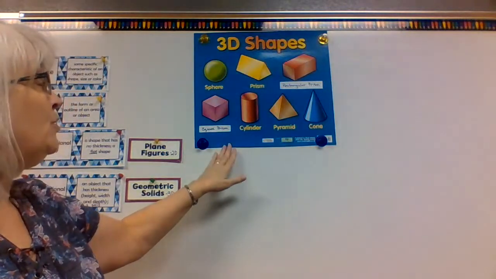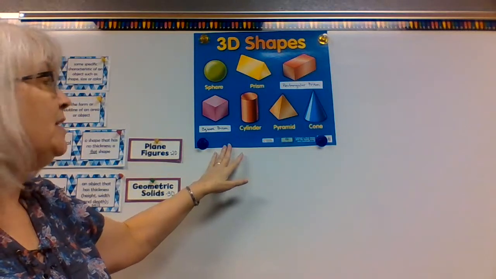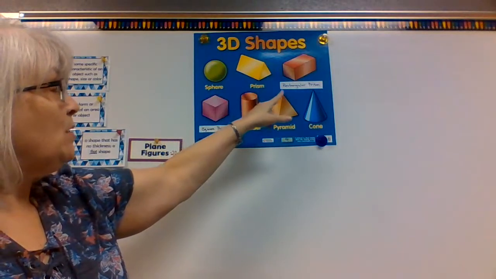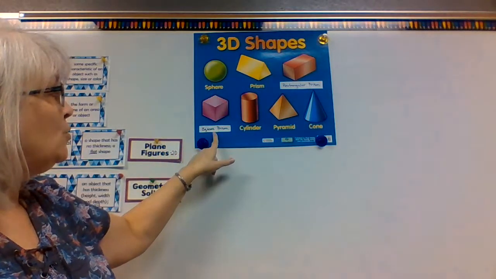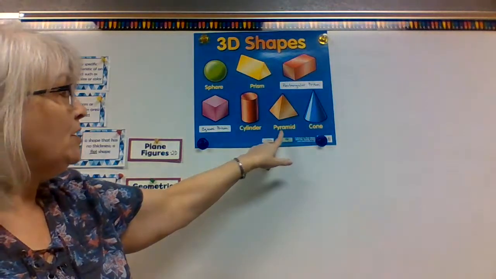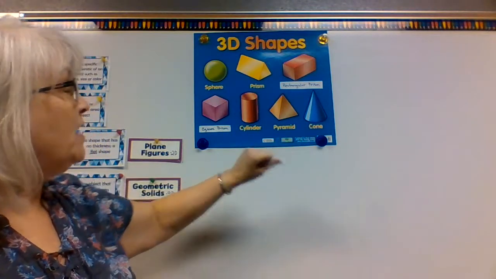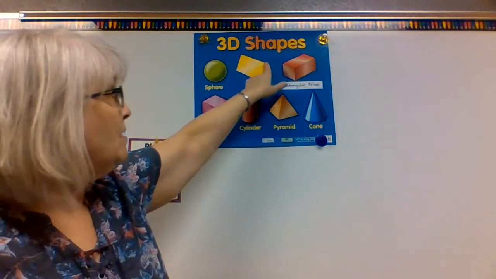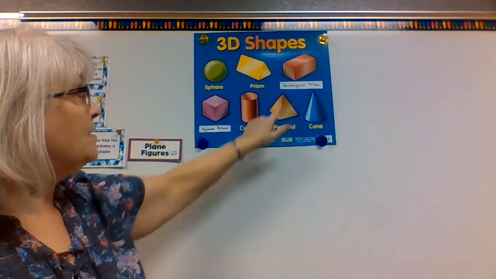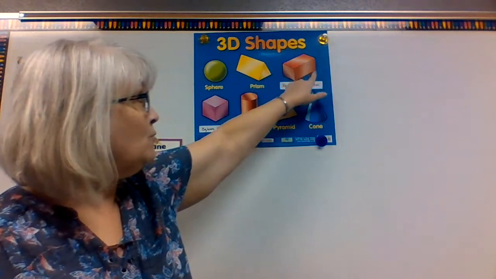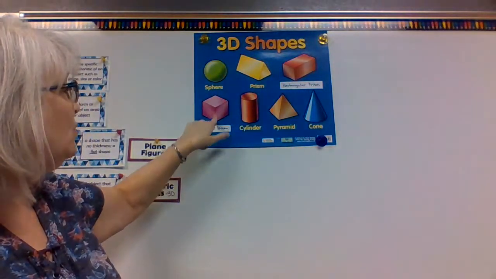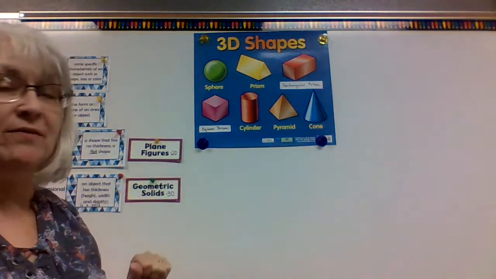All right, these are the 3D shapes or figures: sphere, prism, rectangular prism, square prism, cylinder, pyramid, cone. And actually, this kind of prism is called a triangular prism because of the triangular face, rectangular prism because it will have some rectangular faces, square prism because it will have square faces.